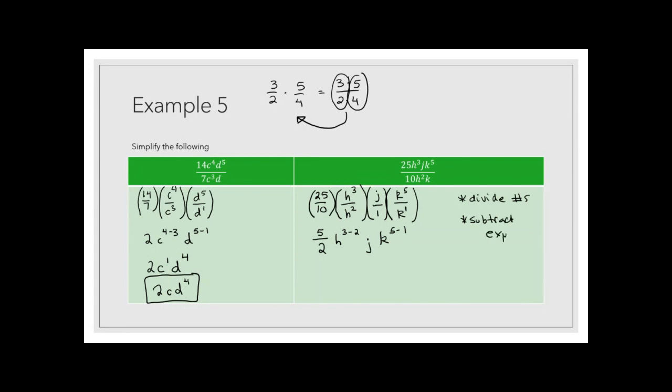You don't want to get those confused, because once people have both numbers and exponents, they usually end up trying to divide, or they're usually trying to subtract the numbers, like 25 minus 10. That's incorrect. You're dividing those and you're subtracting the exponents. So you want to make sure that you're doing the correct thing, and not getting confused between those two operations.